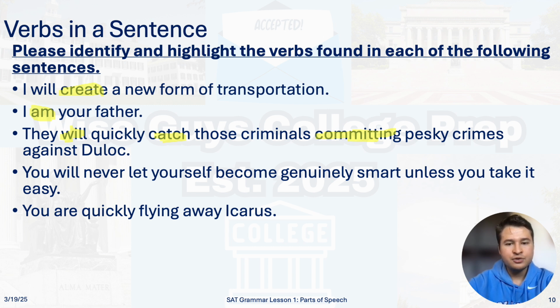You will never let yourself become genuinely smart unless you take it easy. So here, will, let, become, and take. Now for the last one. You are quickly flying away, Icarus. So are and flying. If you got those answers written down on your piece of paper, you're in good shape, at least for these 5 sentences, okay?